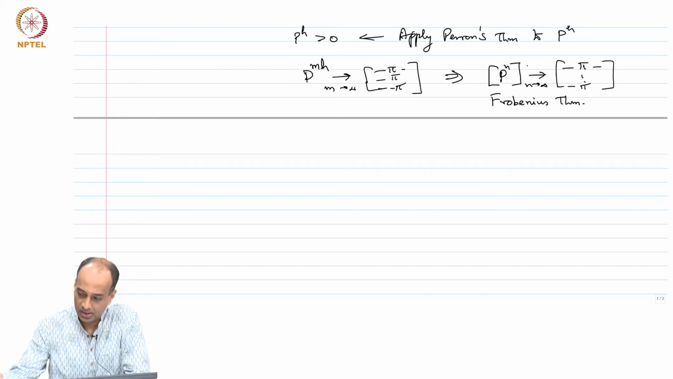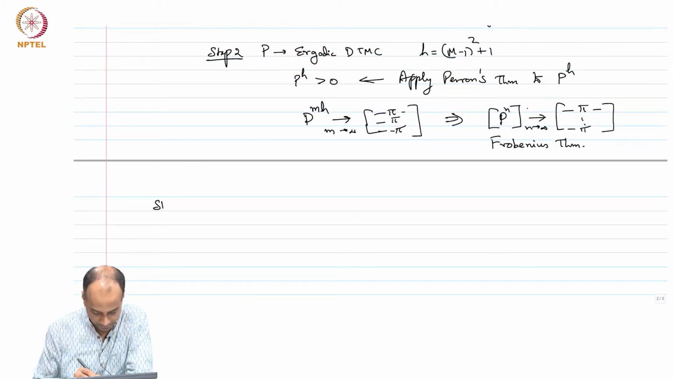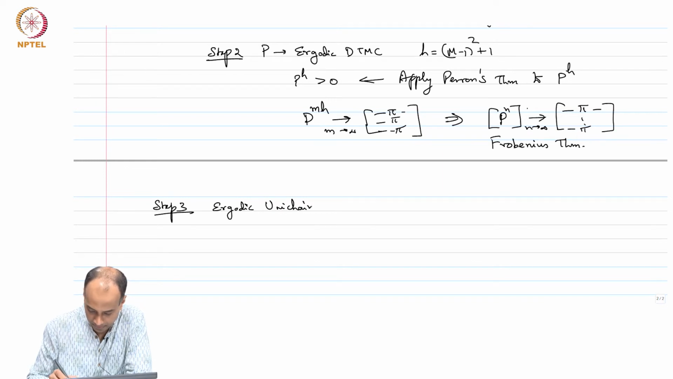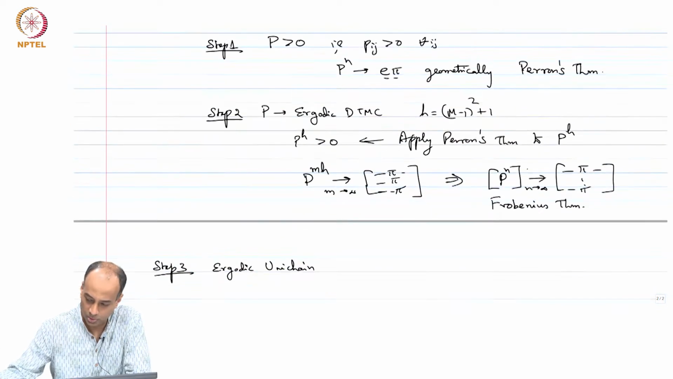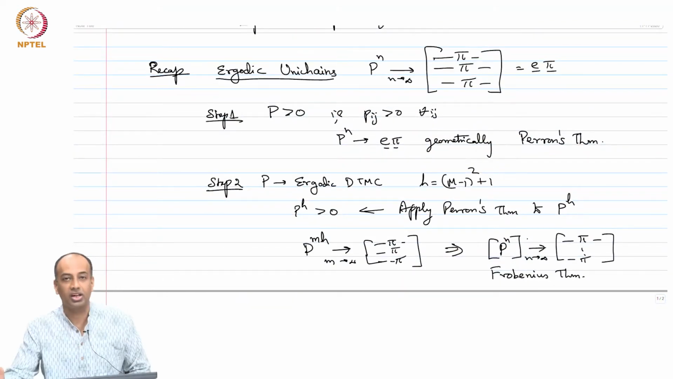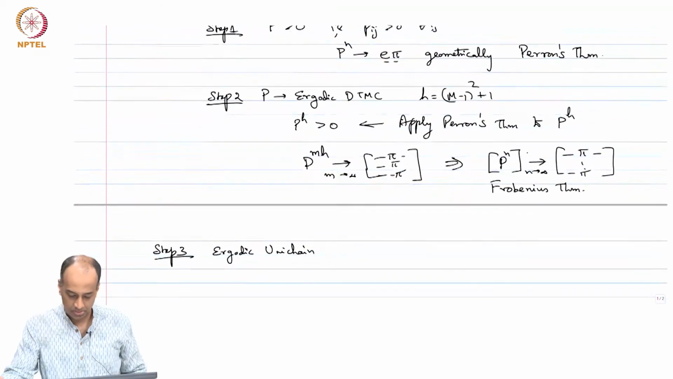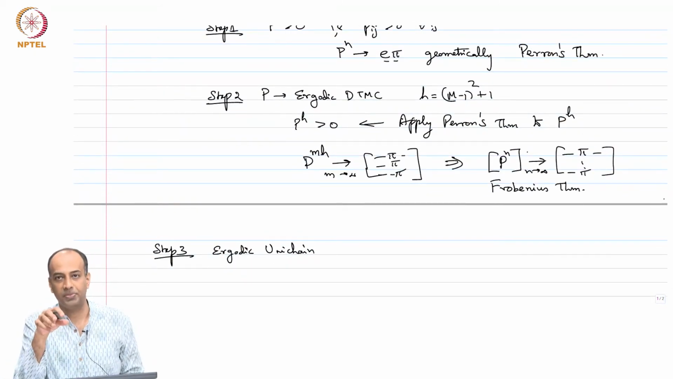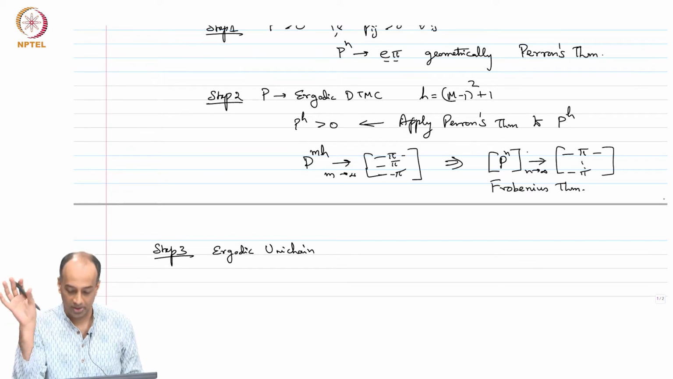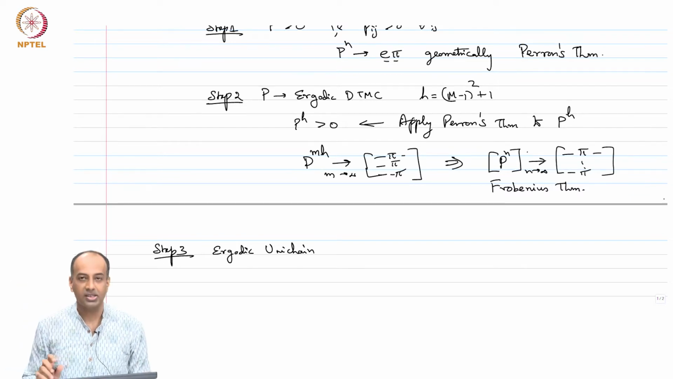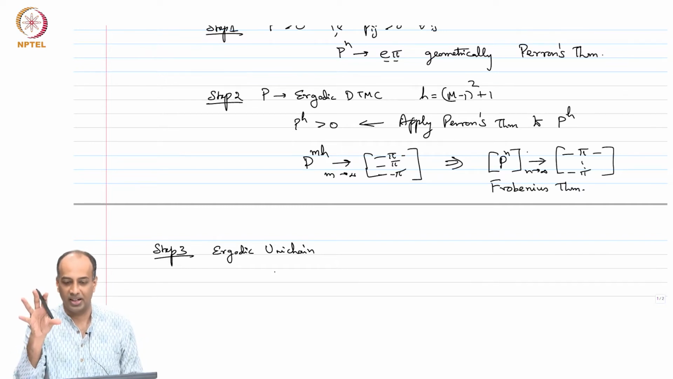Then finally, step 3, we took an ergodic unichain. Finally we want to prove that for ergodic unichains P to the n converges to e pi. An ergodic unichain, remember, is a finite state DTMC in which there is one recurrent class which is aperiodic, plus possibly some transient states. In this setting, if you start in the recurrent class, you are going to stay in the recurrent class, and step 2, Frobenius theorem, would apply.